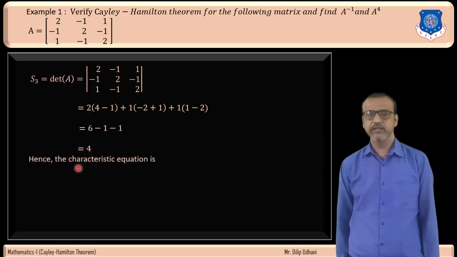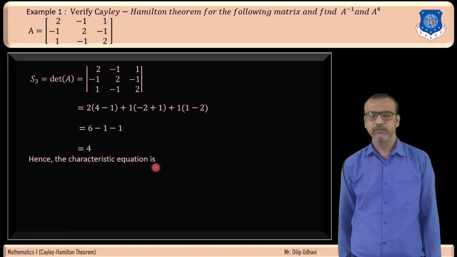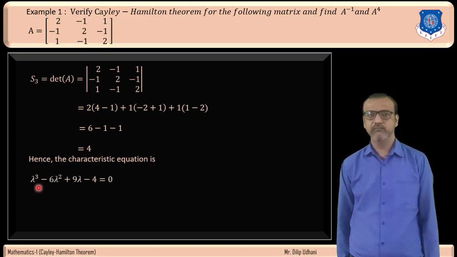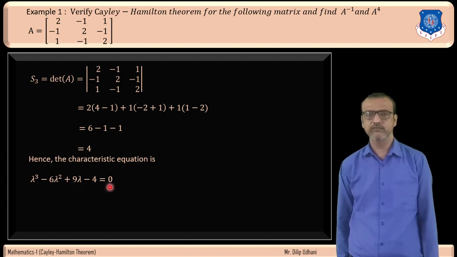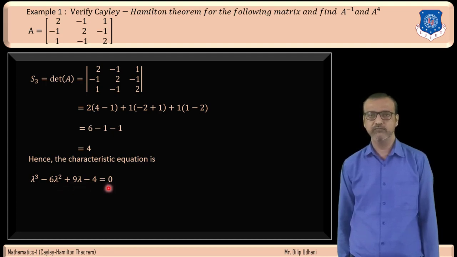Hence the characteristic equation is lambda cube minus s1 lambda square plus s2 lambda minus s3 equals 0. Replacing s1 by 6, s2 by 9 and s3 by 4, we have lambda cube minus 6 lambda square plus 9 lambda minus 4 equals 0. So this is the characteristic equation of the given matrix A.